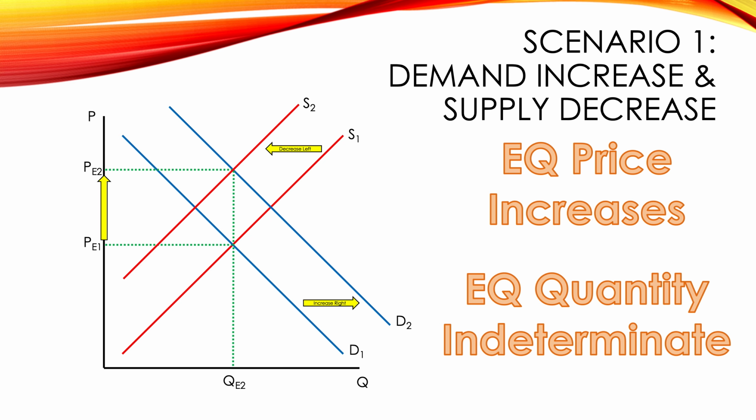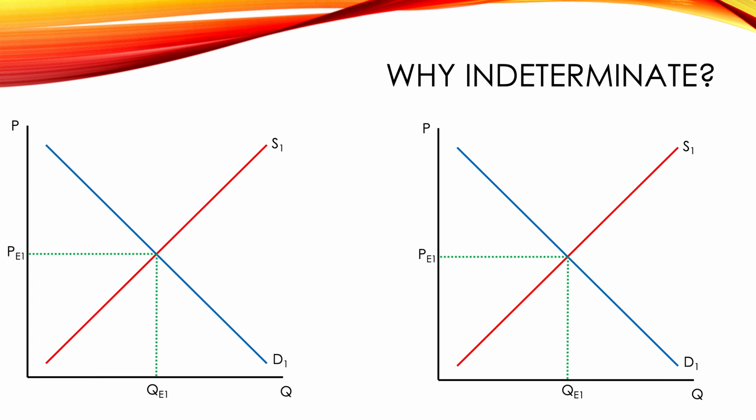Now, in the diagram that I did here, supply and demand shifted by the same amounts. I actually made another slide to break this out separately, but at least for right now, note that if demand increases and supply decreases, equilibrium price rises, but we can't say what would happen to equilibrium quantity. It's indeterminate. So why indeterminate?